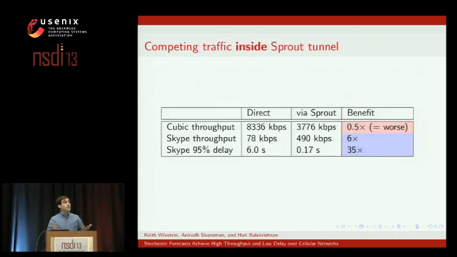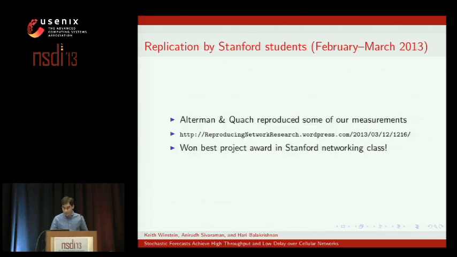You might also ask, what about competing traffic? What if I've got TCP competing with Skype? And in fact, you can tunnel those both within Sprout. And if you're willing to put them all through Sprout, in this competing case, you can improve the delay seen by Skype by a factor of 35 and the throughput by Skype by a factor of 6, but the cost is that your TCP throughput gets cut in half. So, there's a cost of fairness, but this is something else we can do.